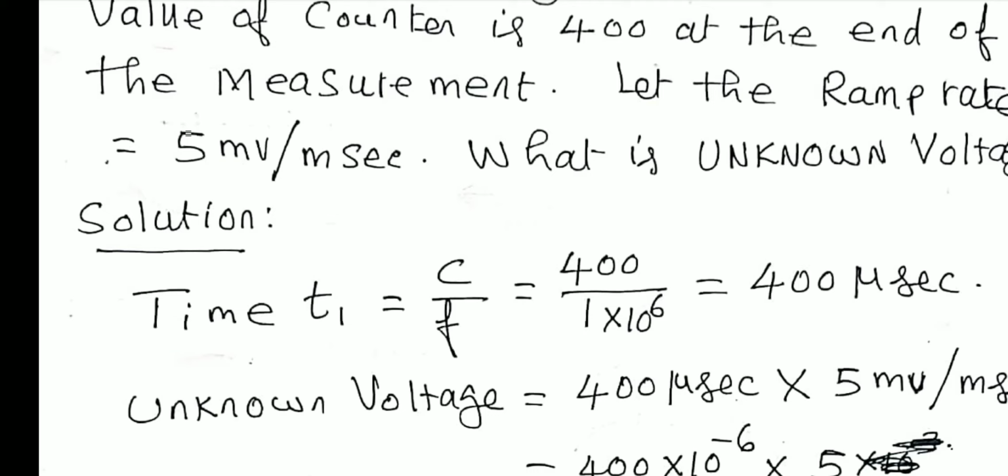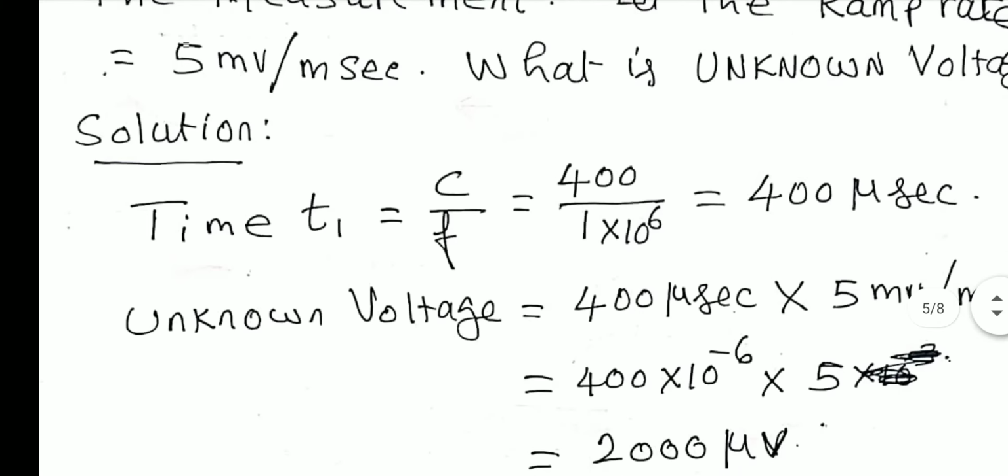We know that T equal to 1 by F. So this can be written as T1 equal to C into T. Simply, the counter has counted 400 pulses. One pulse time period T is nothing but 1 by F. So 400 pulse time period is nothing but 400 into 1 by F. That is 400 microsecond we are getting. So the time is 400 microsecond.